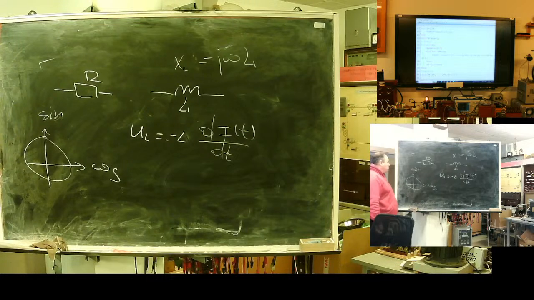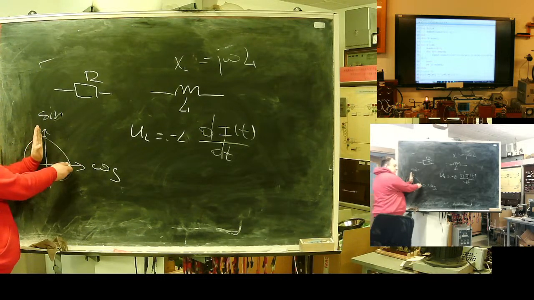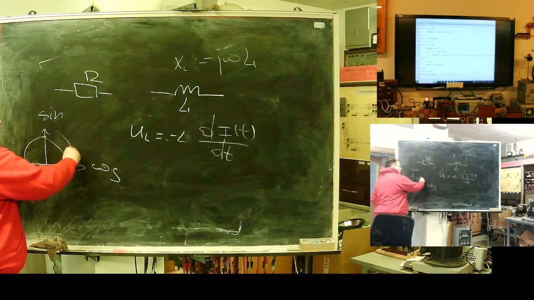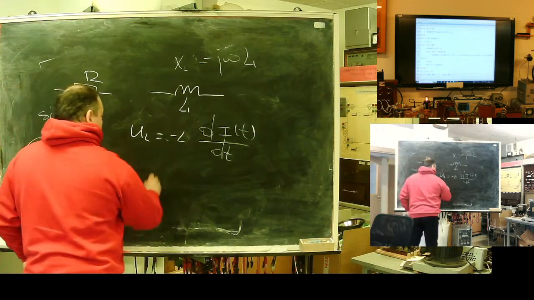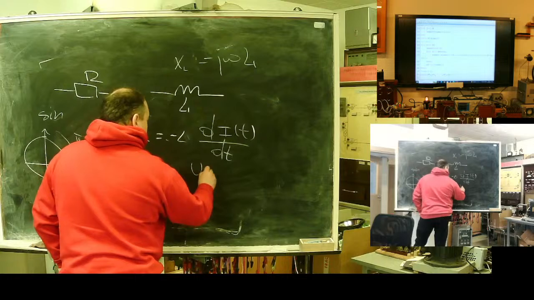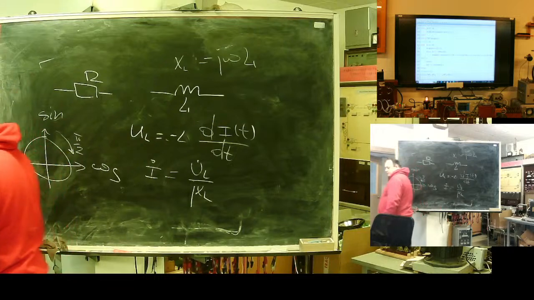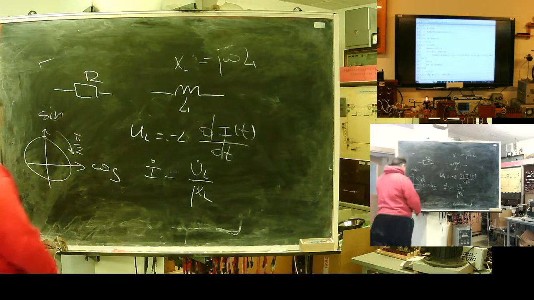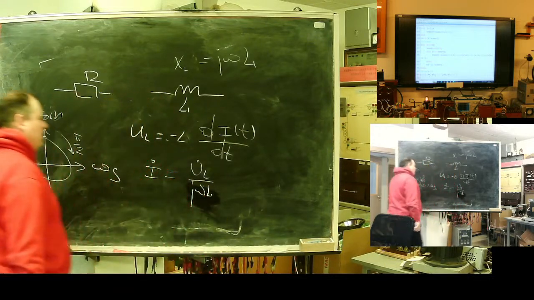So if voltage is here, where will be current? Current will be here, meaning a 90-degree phase shift. This 90-degree phase shift can be represented if the vector of current is the vector of voltage divided by j omega L. This will be fine.